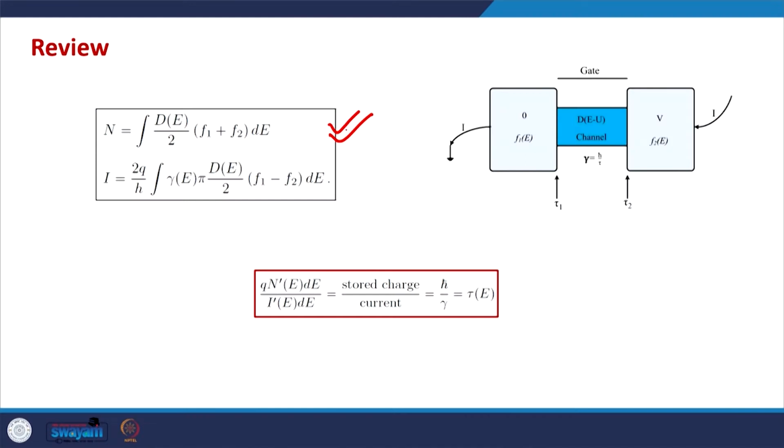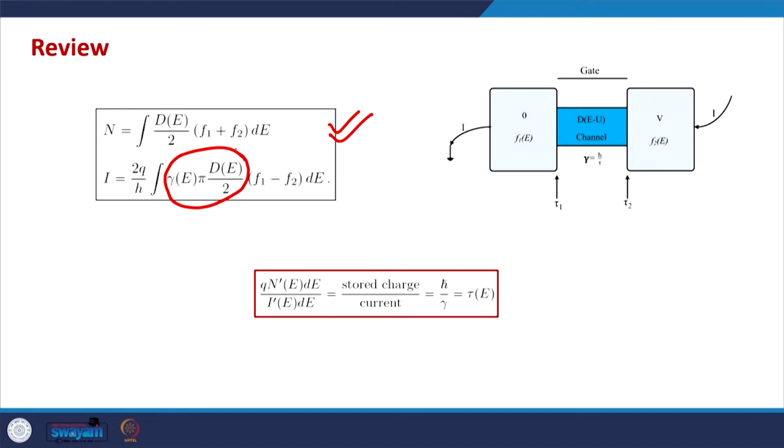Hello everyone, welcome back, and as you are aware we are discussing the modes in a mesoscopic device, and in our previous class we started our discussion from these two expressions, the expression for the steady state number of electrons in the channel and the steady state current.